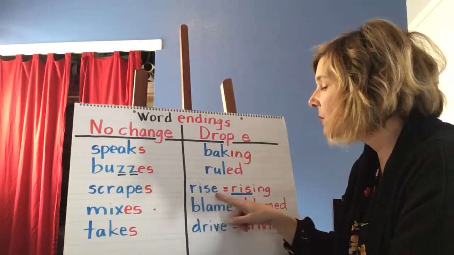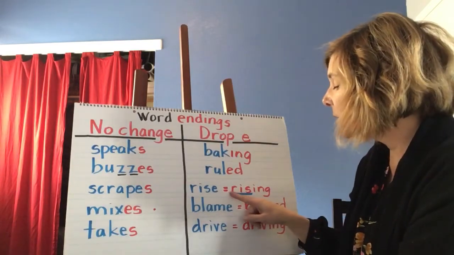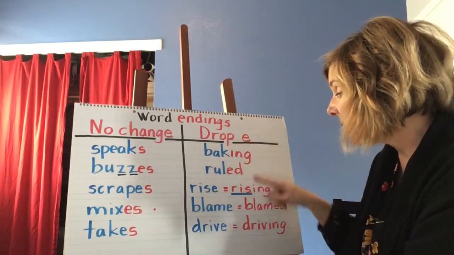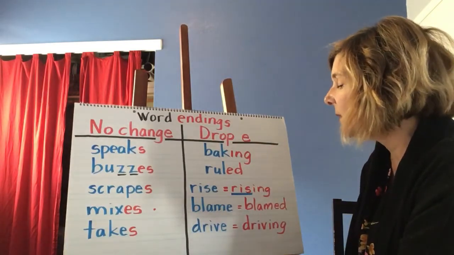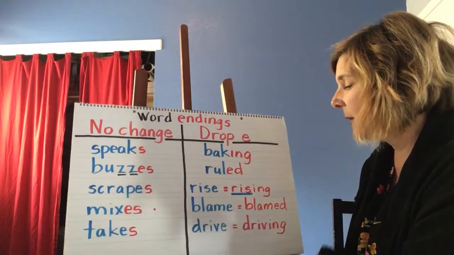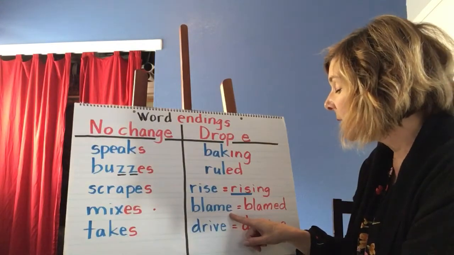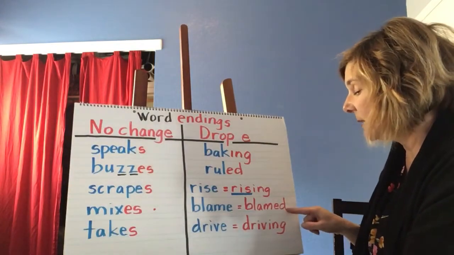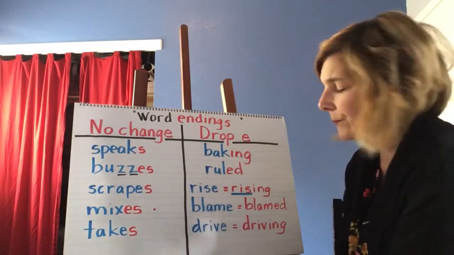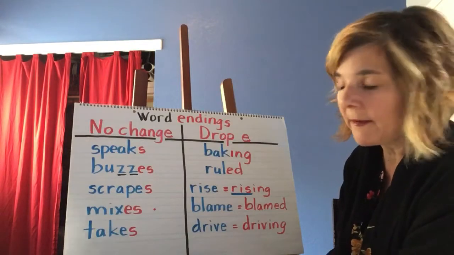So my base word is rise. When I want to say rising, I use the sound spelling, drop that silent E, and add my ING. The sun is rising. Blame is my base word. Base word has a silent E. I need to drop it and add my ED ending. He blamed me for breaking the toy. Blamed. And the last example I have today is drive.